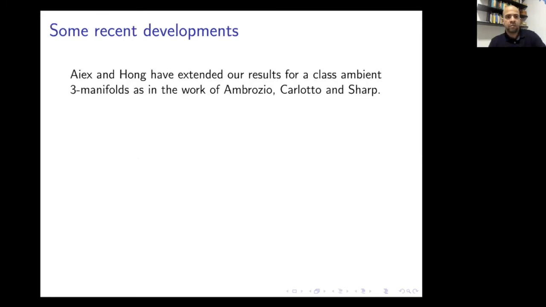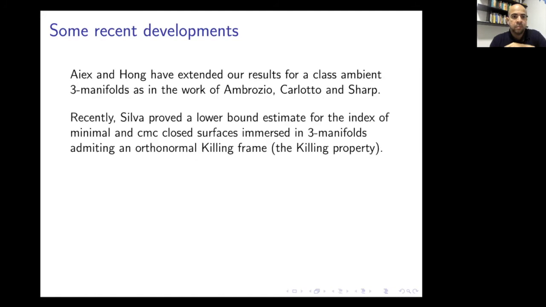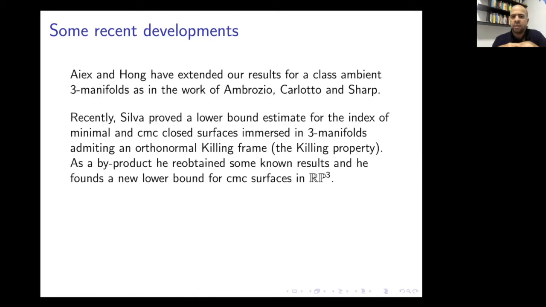I'd like to mention for a moment some recent developments. Ix and Hong have extended our results for a class of ambient three-manifolds, as in the work of Ambrosio, Carlotto, and Sharp. And recently, Silva proved a lower bound for the index of minimal and CMC closed surfaces in some three-manifolds that admit an orthogonal Killing frame. It's called the Killing property. As a byproduct, he obtained some nonexistence results. He also found new lower bounds for CMC surfaces in the projective three-space.